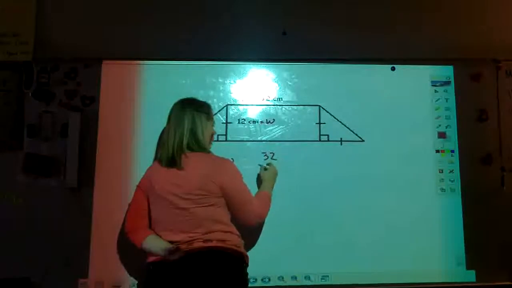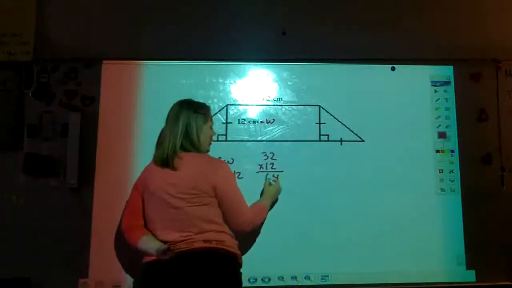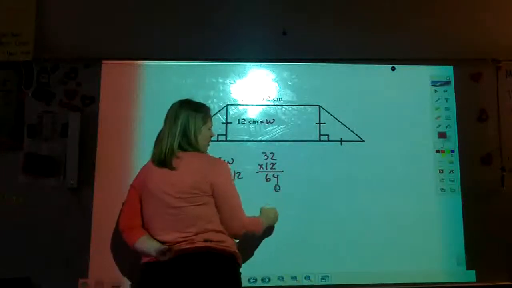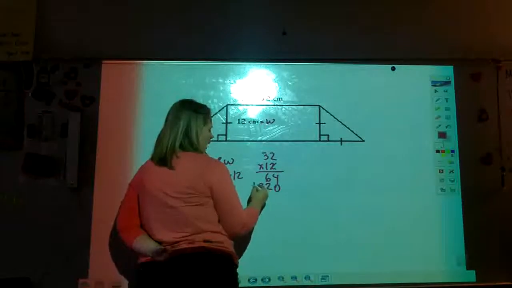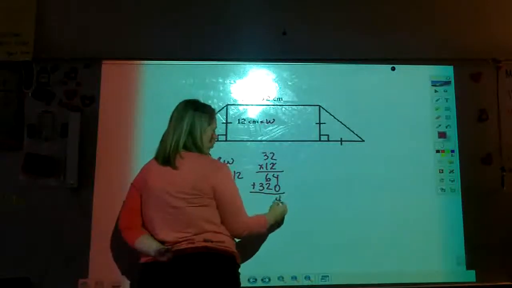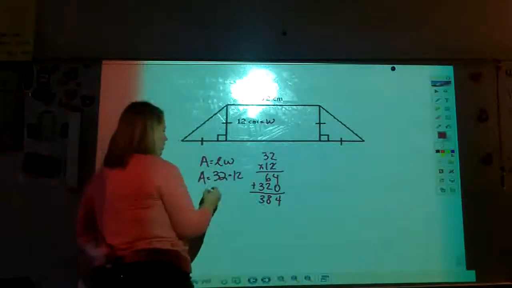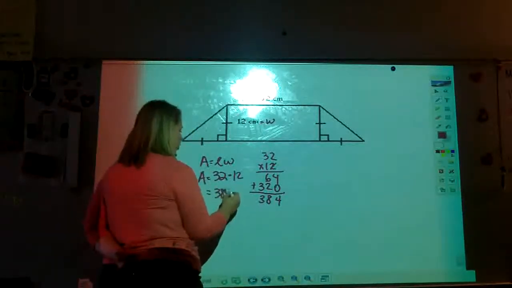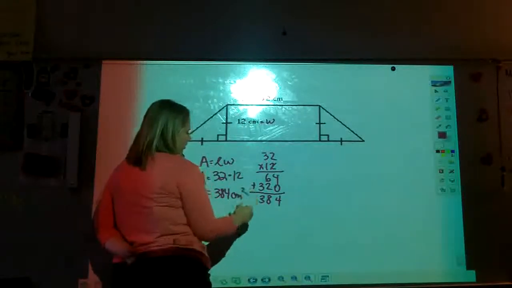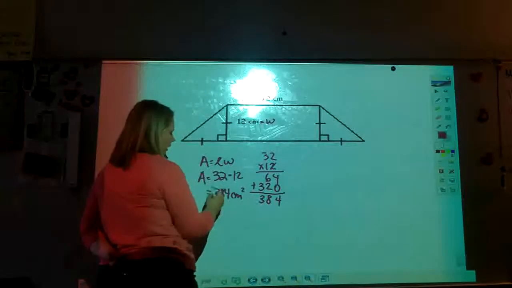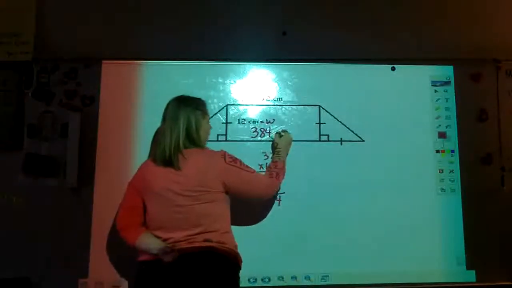So 32 times 12. 2 times 2 is 4. 2 times 3 is 6. Bring down a 0. 1 times 2 is 2. 1 times 3 is 3. Add those two together. We have 4, 8, 3. So I know that 32 times 12 is 384. And because my unit is centimeters, I'm talking about square centimeters. Now that is the area of this rectangle.